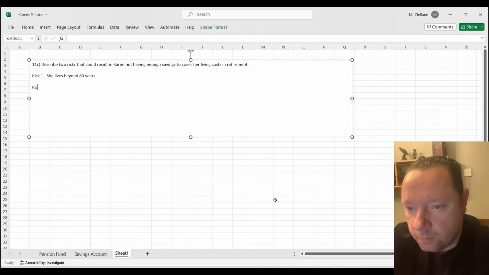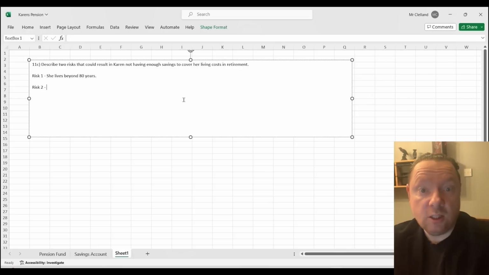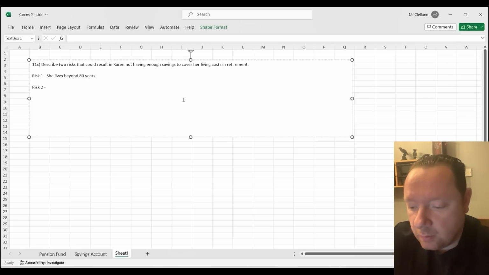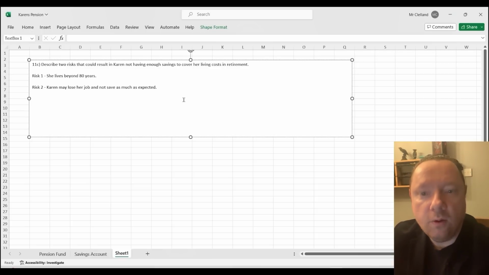And risk 2, so those things she could say. She could say she could lose her job. She could say her interest isn't as expected. Anything that seems reasonable. I'm just going to say Karen may lose her job and not save as much as expected. And that would be a reasonable one for that mark.